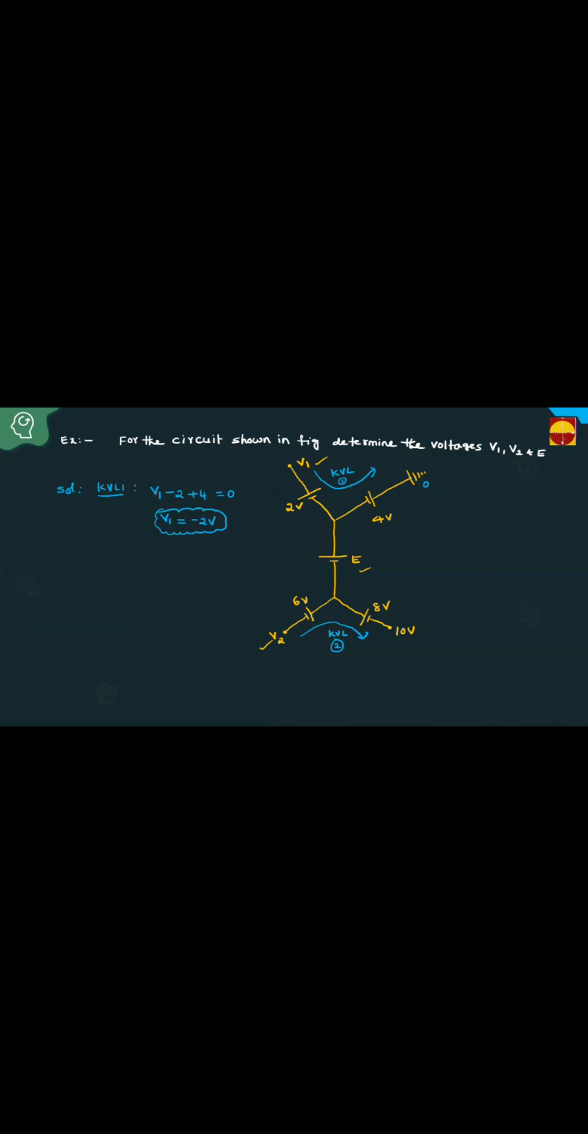This is the calculation of E. Can you apply KVL 2? Right? KVL 2. If you apply KVL here, this is V2. Then V2, negative to positive, positive, plus 6. V2 plus 6. Positive to negative, negative, -8 equal to 10. Then how much V2 can you get? V2 equal to 10 plus 2. This is equal to 12 volts. That is V2 equal to 12 volts.